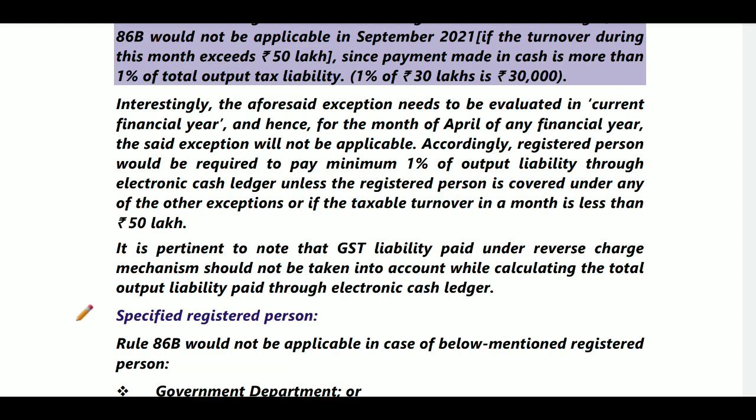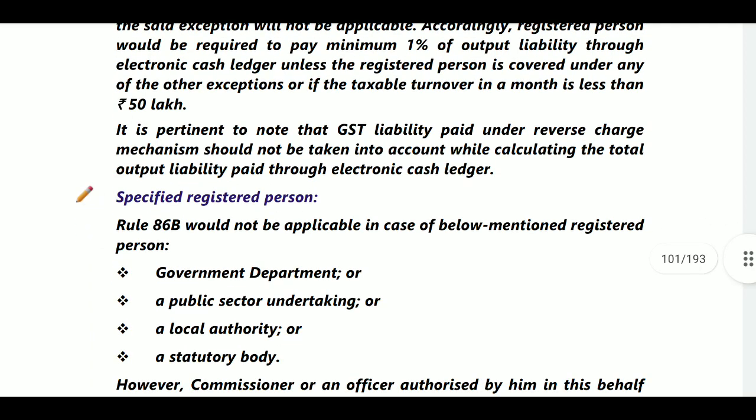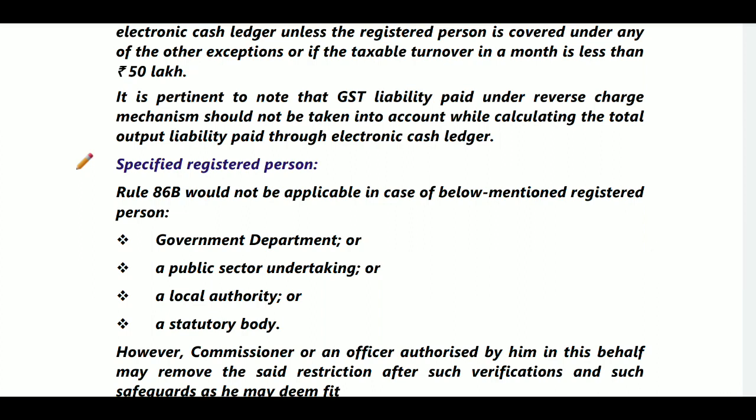So here, regarding the payment of cash ledger 1% condition, the cash paid through RCM will not be added, because for reverse charge mechanism you must pay through cash only. They do not have any option of using the electronic credit ledger, so it will not be accumulated for that Rule 86B condition of 1%. Next, Rule 86B would not be applicable in case of the below mentioned registered persons, that is government departments, public sector undertakings, local authorities, and statutory bodies. For these four, Rule 86B will not be applicable.